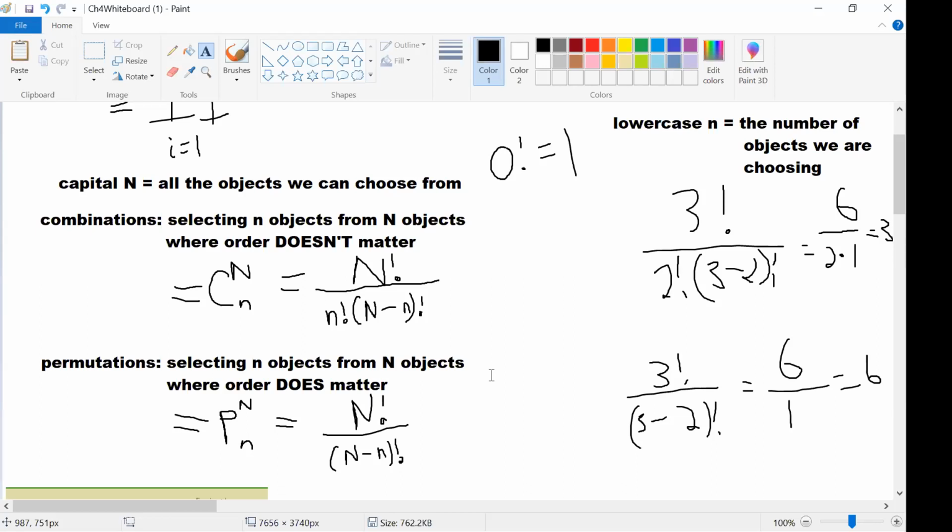Yes. So we have the 3 factorial, and that's 6. That makes sense? Now we have 3 minus 2. That's 1. 1 factorial is 1 because we have 1 times itself. So 1. So we have 6 over 1. That's 6.